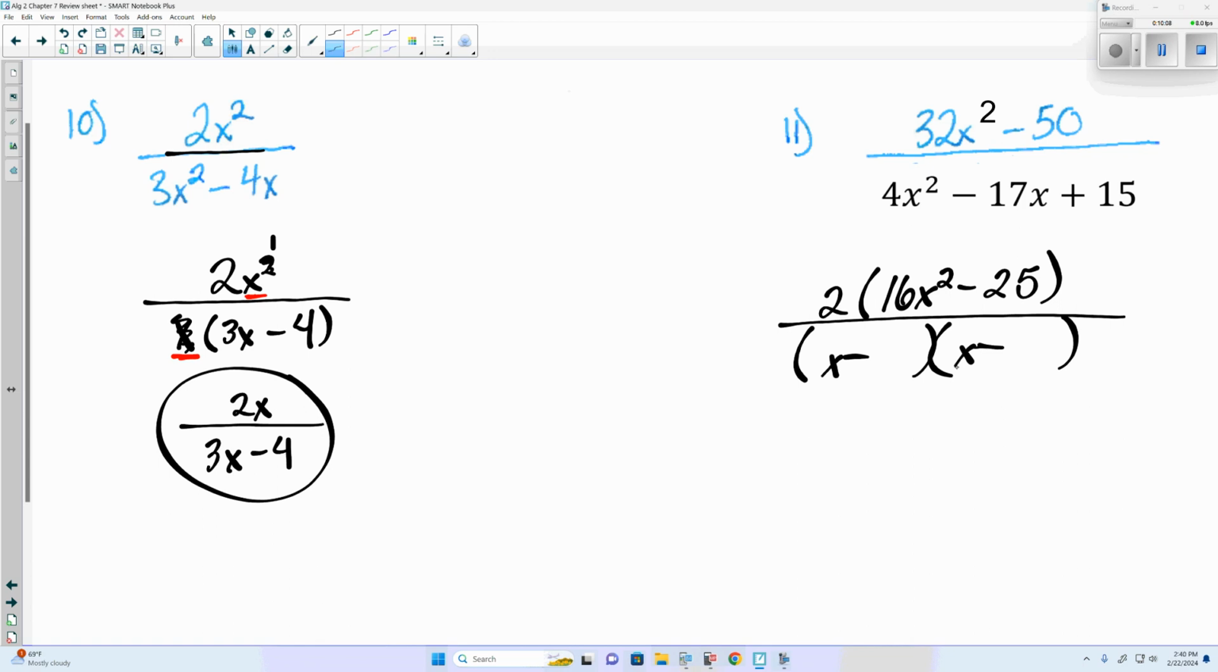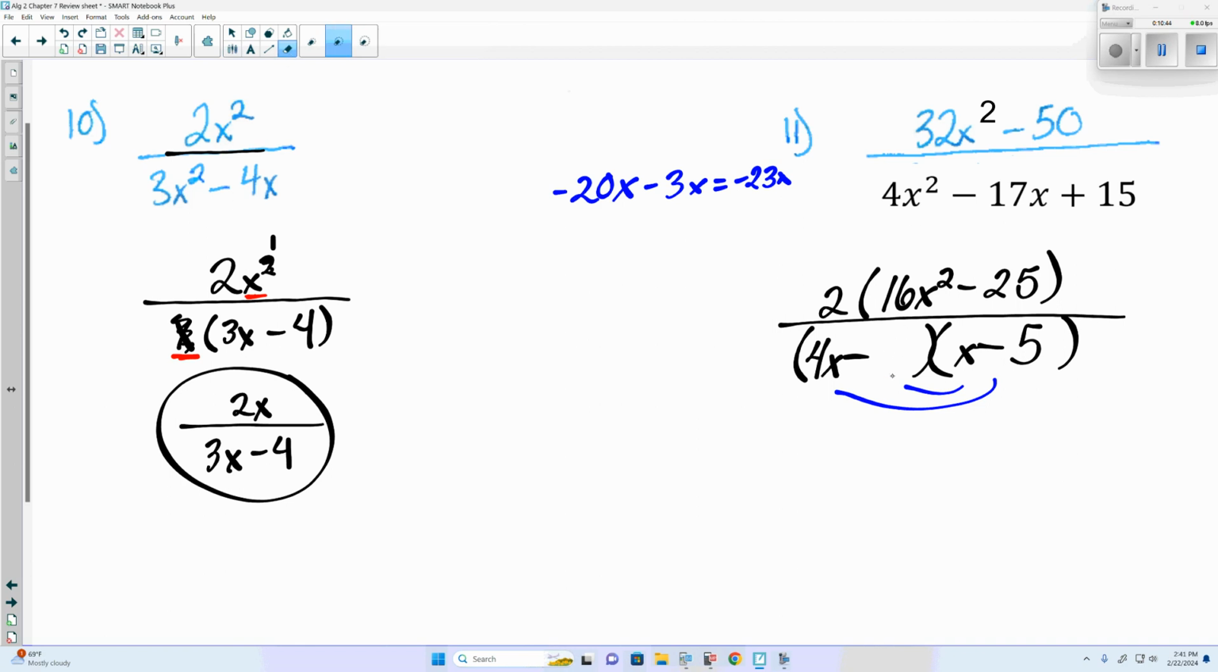Which one do we want to try first? 1 and 4. Factors of 25 are 1 and 25 or 5 and 5. Which one do we want to try first? 1 and 25 or 5 and 5? 5 and 5. And we can check this here. 4x times negative 5 is negative 20x. Negative 5 times x is negative 5x, giving us negative 25x.